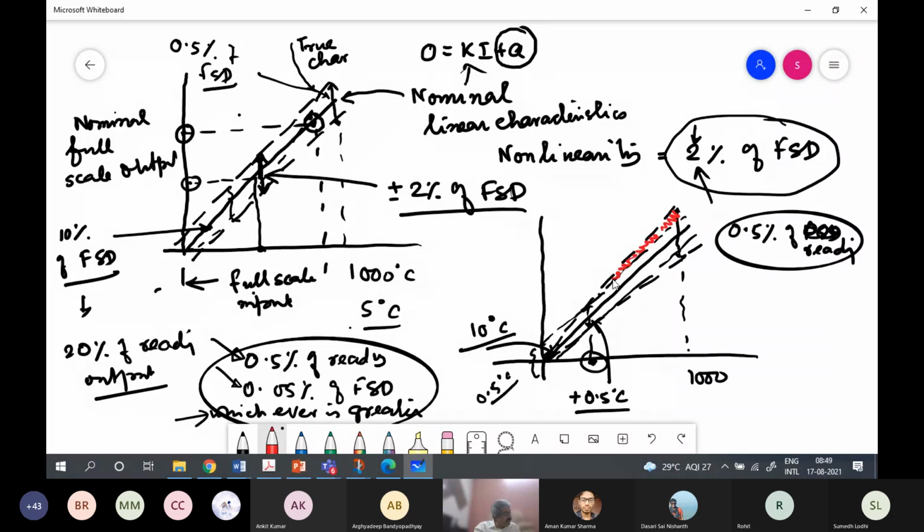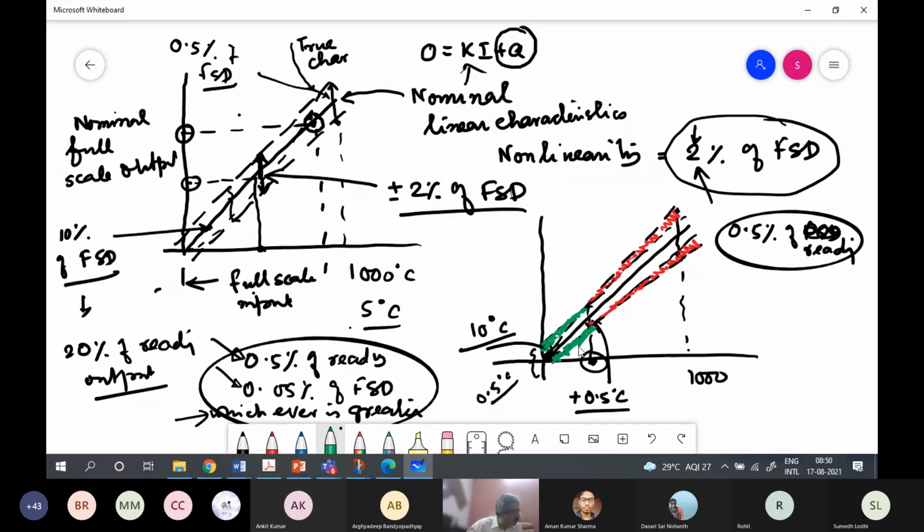And in this part, after 100 degrees centigrade, the 0.05% of full scale deflection, which is constant, which is also 0.5 degree, will apply. So effectively, I am saying that the error will be in this cone, and then after 100 degrees centigrade, I cannot reduce the error with reading. So the error will remain constant and it will remain within this bound.